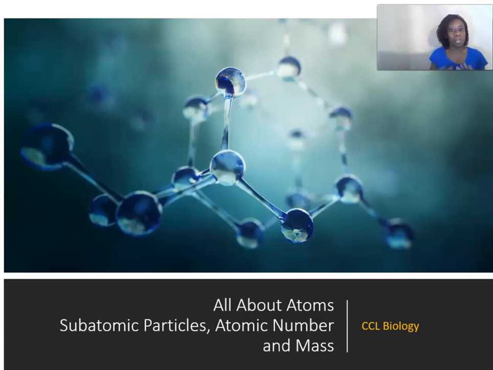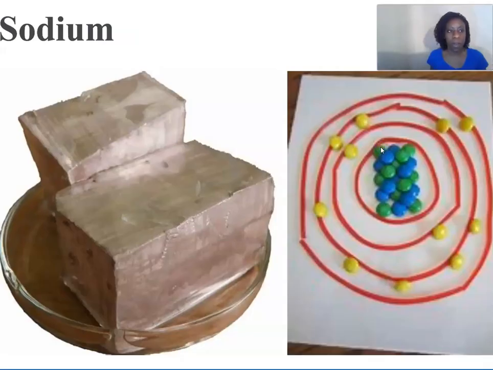So wait, let's back it up a little bit. I thought you just said that an atom is the smallest unit of matter, right? No, let's be clear. An atom is the smallest unit of matter that still has the properties of an element, okay? So what does that mean? Well, let's take the element of sodium. If I take individual sodium atoms inside of a sodium element, they would still behave like sodium.